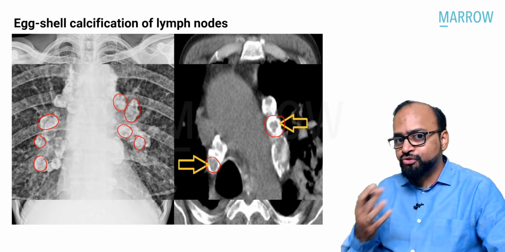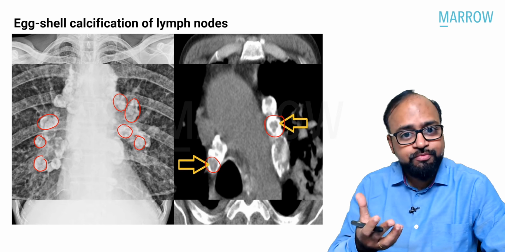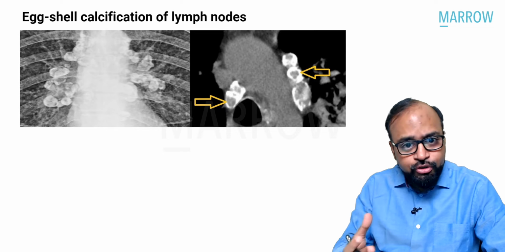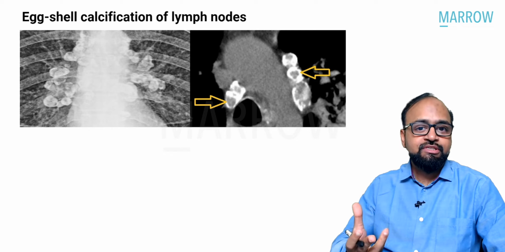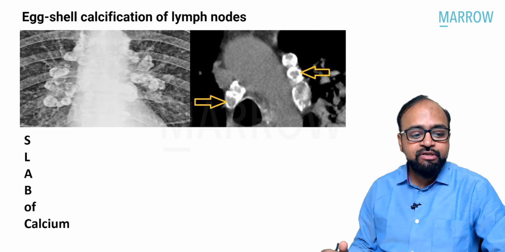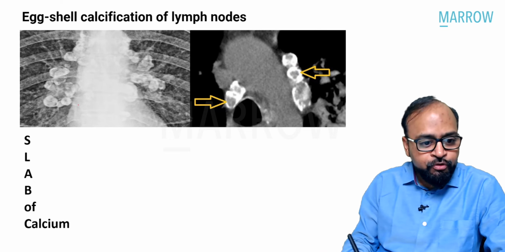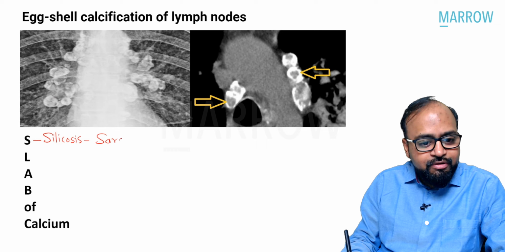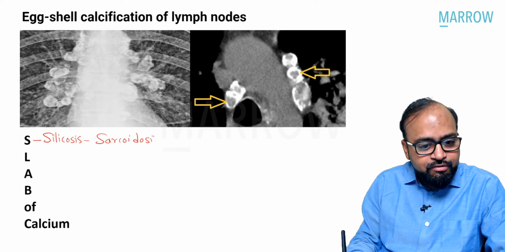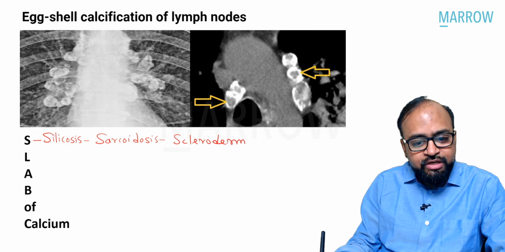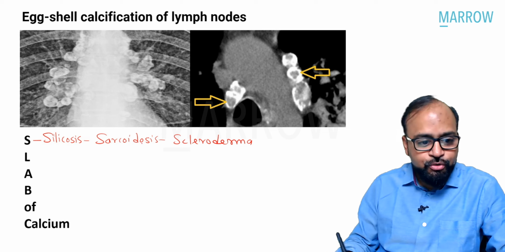Right. Now, what are the causes of these eggshell calcifications of lymph nodes? This was specific, the question which was asked. Now remember, there's a lot of calcium which is deposited on the nodes. Towards the periphery of the nodes, you can say there is a slab of calcium which is deposited, isn't it? So remember the mnemonic, slab of calcium. So S basically stands for silicosis, sarcoidosis, scleroderma. Right, so that is S, silicosis, sarcoidosis, scleroderma.